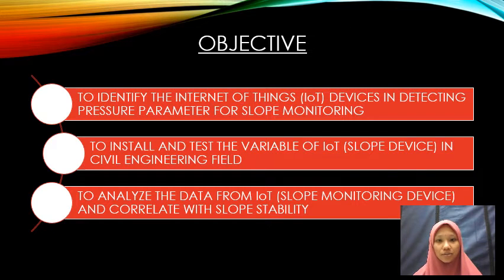This slide presents the objectives of this project. First, to identify the Internet of Things (IoT) devices for detecting the pressure parameter for slope monitoring. Second, to install and test the IoT slope device in the civil engineering field. And lastly, to analyze the data from the IoT slope monitoring device and correlate it with slope stability.